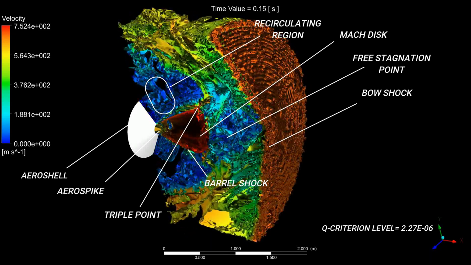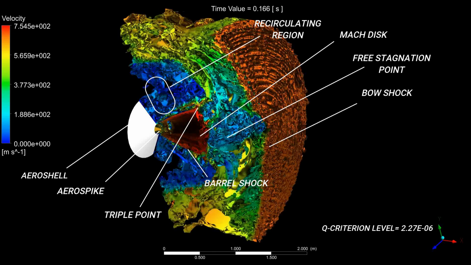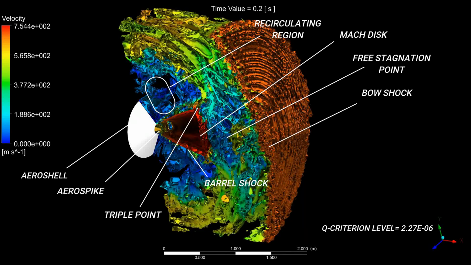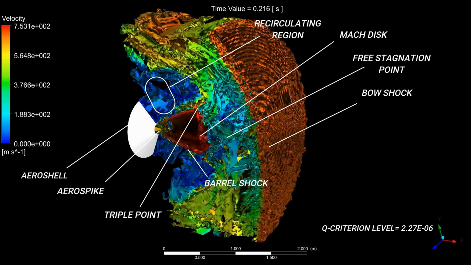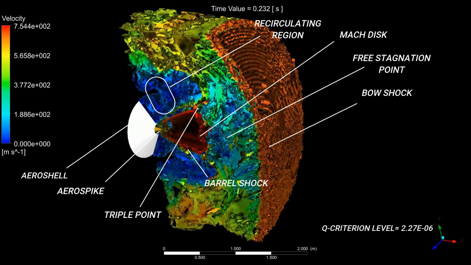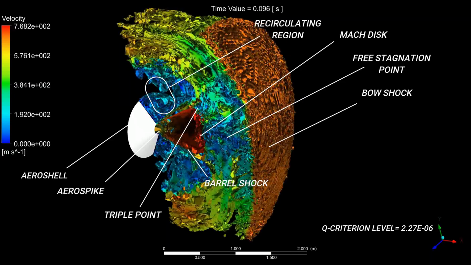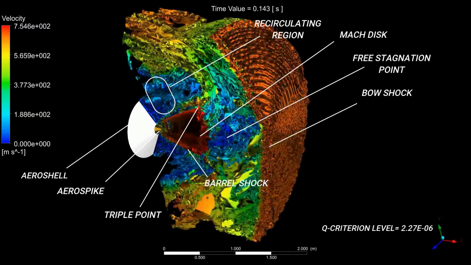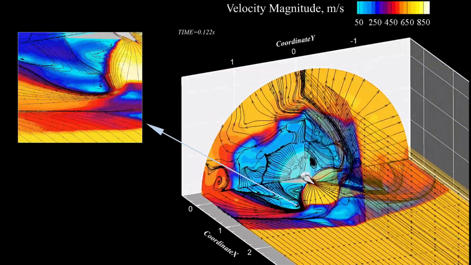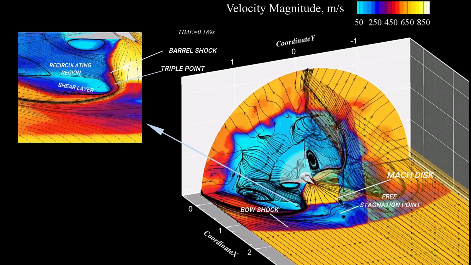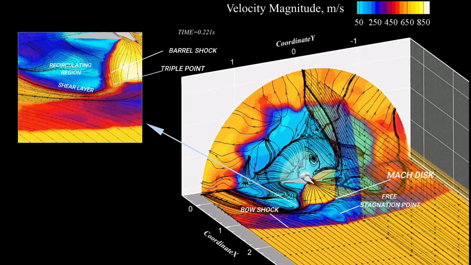Also, the interaction of free stream and jet produces a recirculating region originating from the triple point. If we look closely, we can observe the recirculating region completely clears the forebody and reattaches downstream, forming a layer over the aerospike vicinity. Velocity contour plots with streamlines have been shown here for better depiction and understanding of the previously discussed flow features.